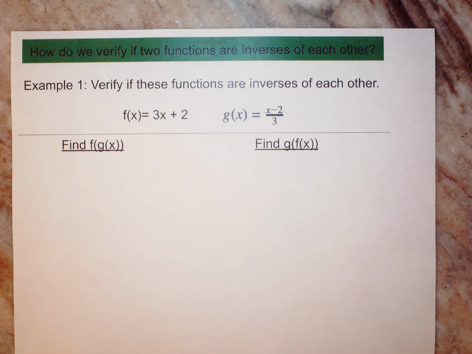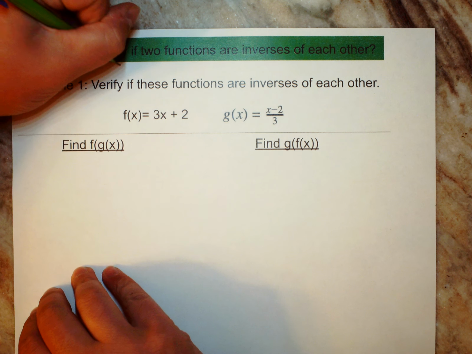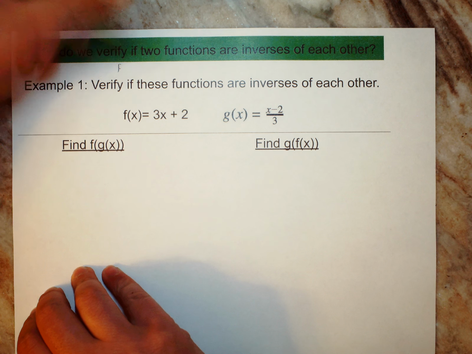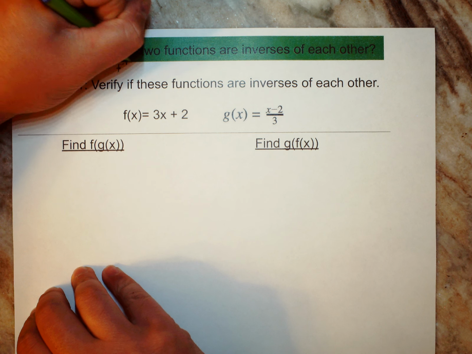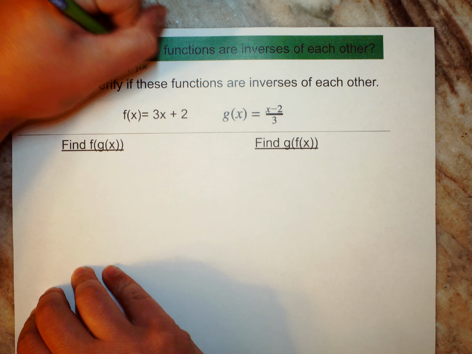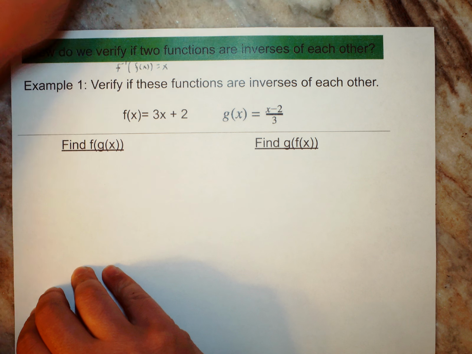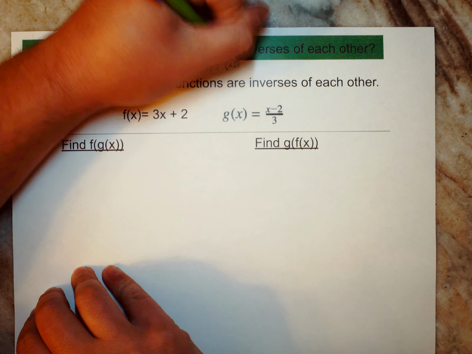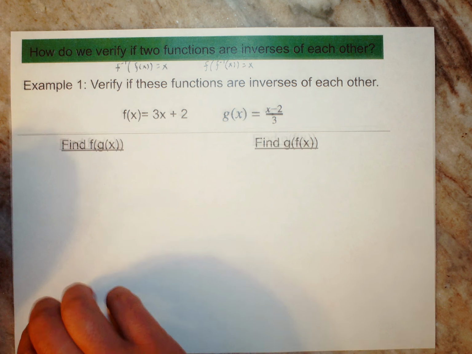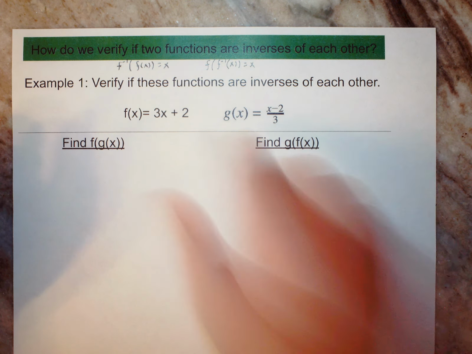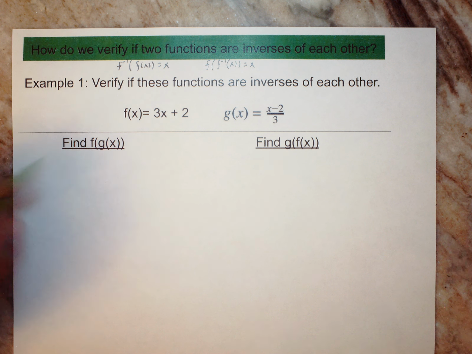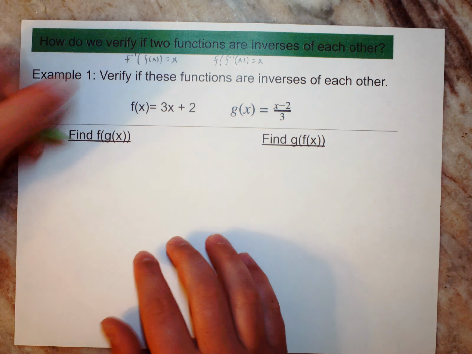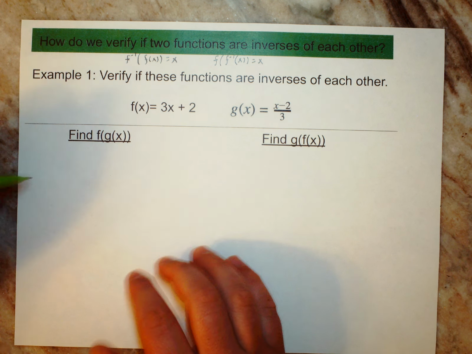So the first problem we're going to do is verify that these functions are inverses of each other. So I'm going to write what was on the last slide up at the top. f negative 1 of f of x equals x, and f of f inverse of x equals x. So that's basically what we're going to do. With f of x and g of x, we're going to see if they're inverses of each other. So first one's find f of g. So we're going to take g of x and put it in every x for f of x.